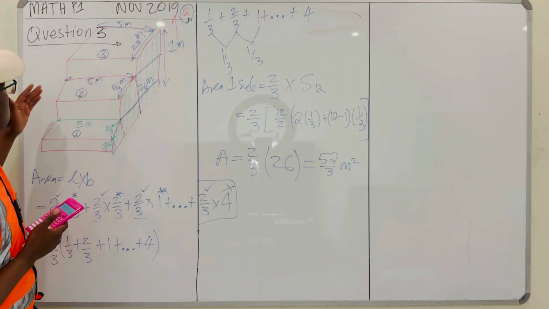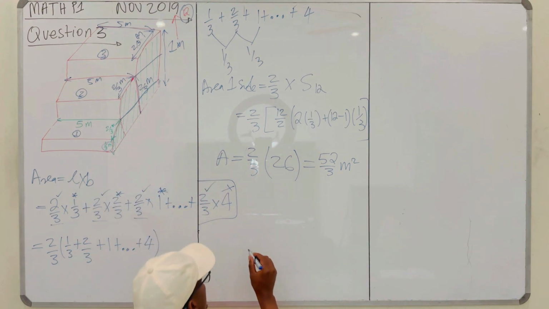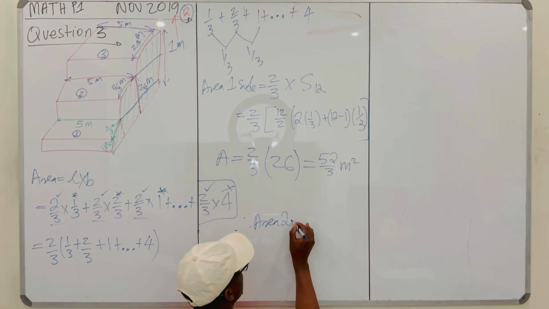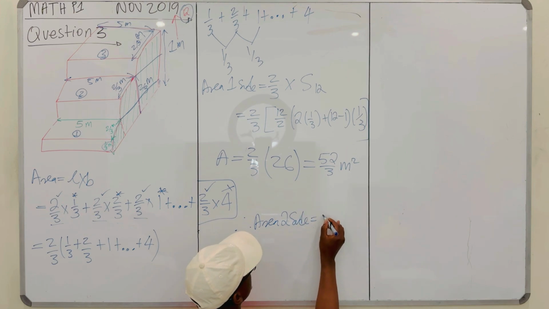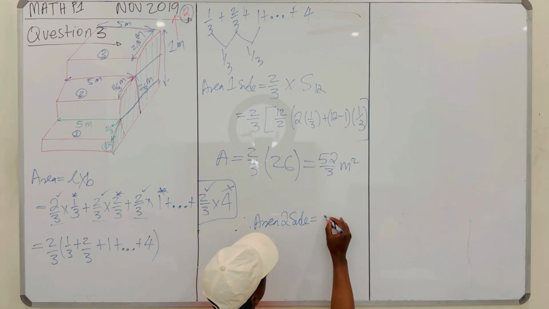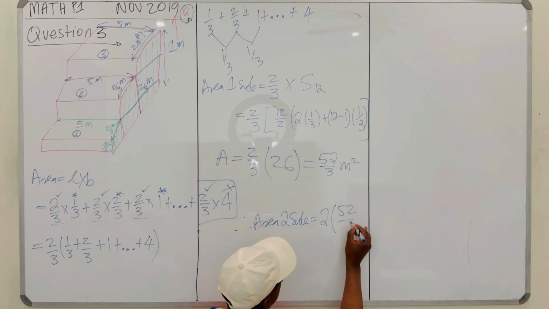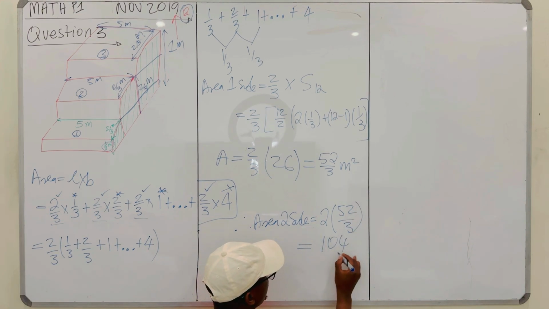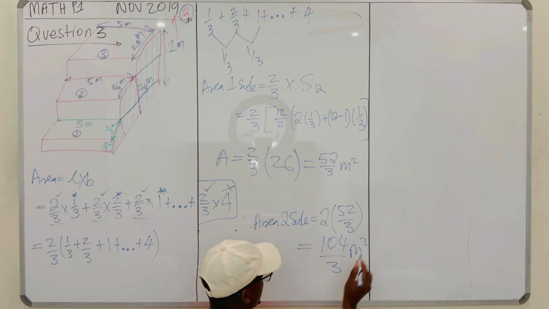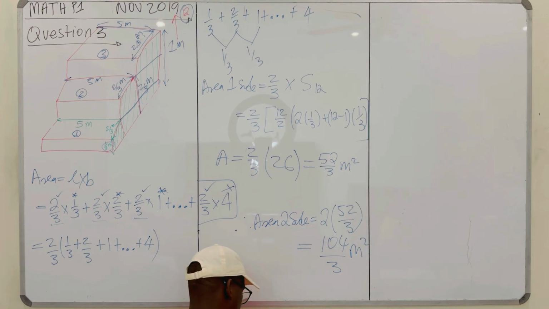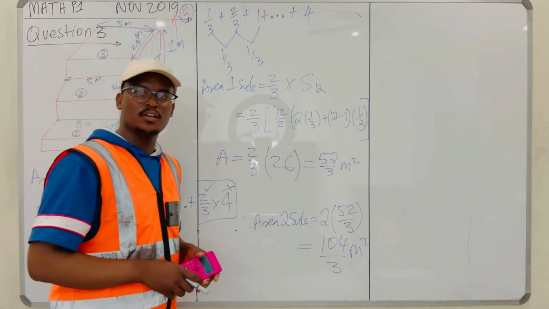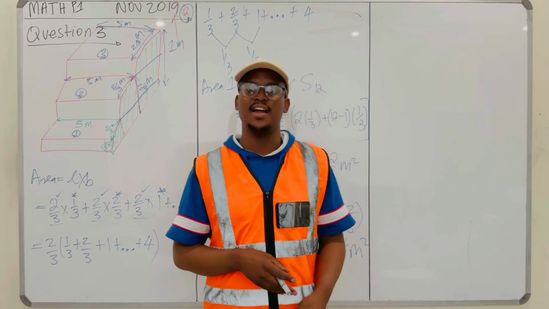But now if you want the area of both sides, the area for two sides will be double the area of one side, which is 2 times 52 over 3, which is equal to 104 over 3 square meters. So this is the area of the two sides that is needed to cover the size of this metal staircase that you have there.